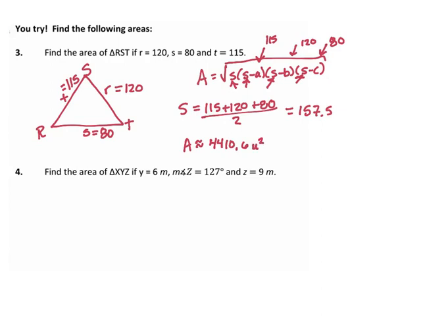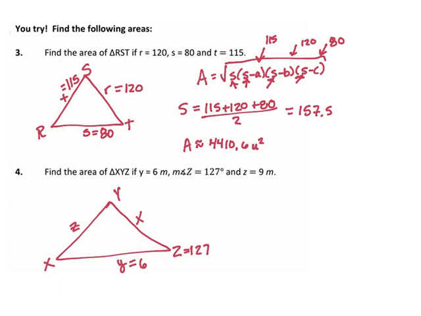Okay? If you didn't do the second one yet, go ahead and pause that and do that one real quick. All right, let's go through this real quick. So we've got our triangle. And it's X, Y, Z, so here's Y, X, Z. Y is 6. Angle Z is 127 degrees, and side Z is 9.